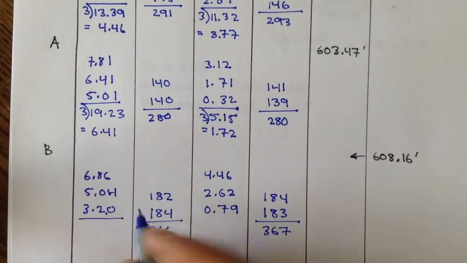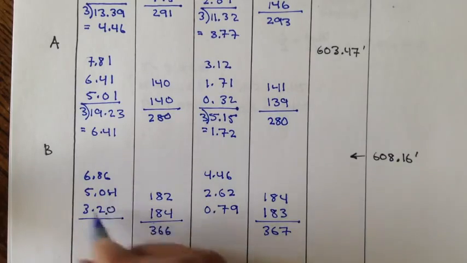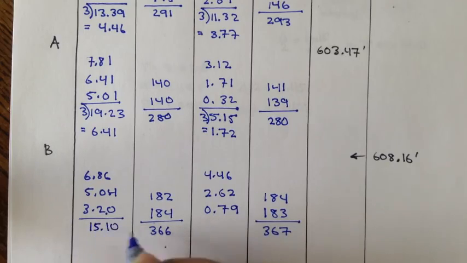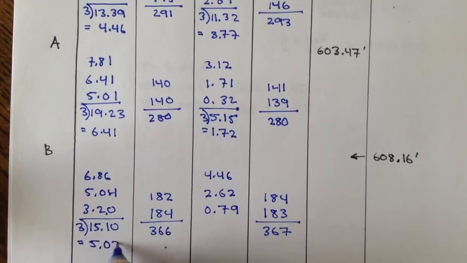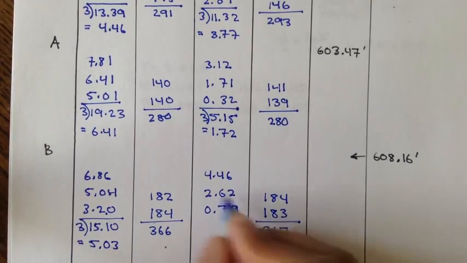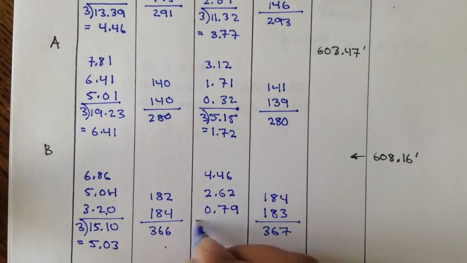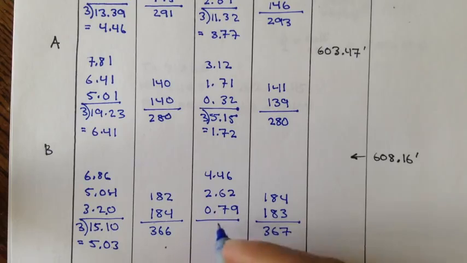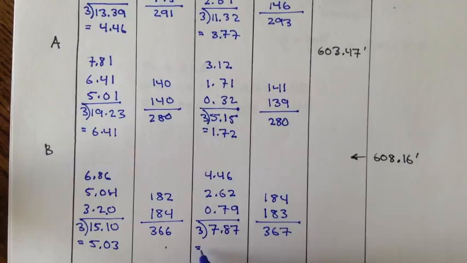Our backsight, let's take the average just as we did the last two. You take the sum of these three numbers, you get 15.10. Divide by 3, you get 5.03. Same thing for the foresight. Take these numbers, add them, you get 7.87. Divide by 3, and you get 2.62.